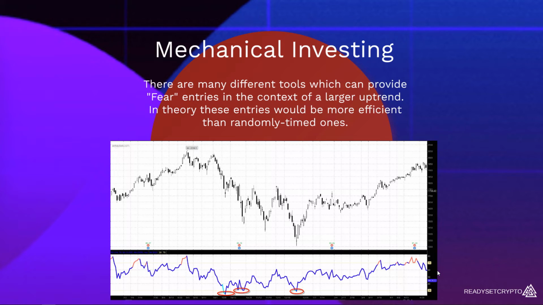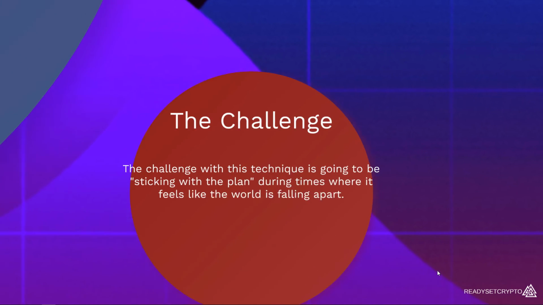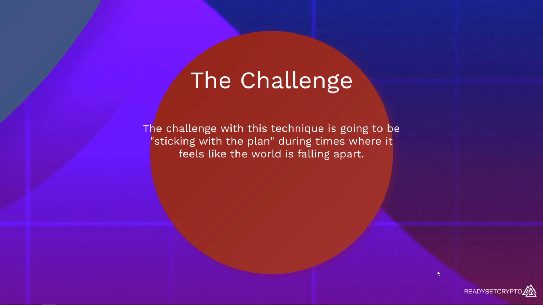So what we can do is we can mechanically invest. There are many different tools which can provide fear entries in the context of a larger uptrend. In theory, these entries would be more efficient than randomly timed ones because you are getting in close to the relative bottom for that time. The challenge with this technique is going to be sticking with a plan. Just like with regular time-based dollar cost averaging, you're going to be entering when things are somewhat chaotic, and it's not going to feel very good to enter, but you got to stick with that plan.